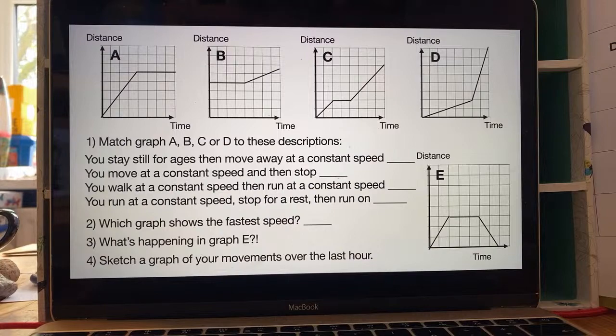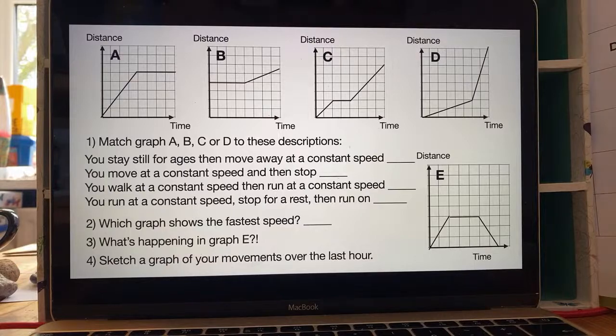And then question 2 is, which graph shows the fastest speed? Question 3, what is happening in graph E, where it goes up and then down and then up and across and then down again? And question 4, for if you've finished. What are you doing? Why have you finished? Yeah, sketch a graph of your movements over the last hour, if you're confident in your answer to number 3.